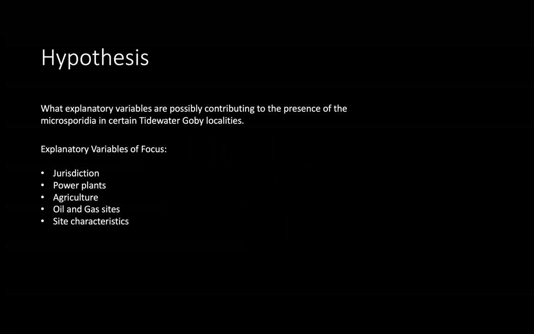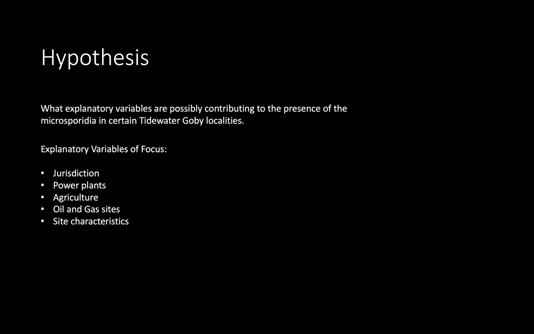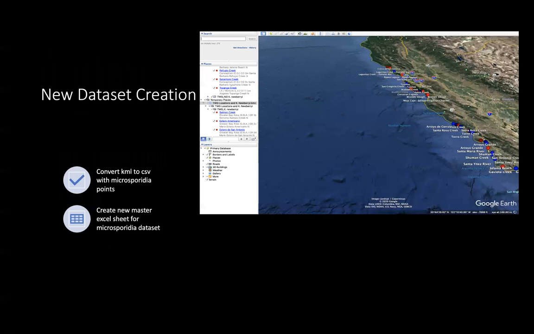My beginning hypothesis was basically just finding what explanatory variables could be contributing to the presence of a microsporidia in certain Tidewater Goby localities. The variables that I focused on were site's jurisdiction, power plants, agriculture, oil and gas, and site characteristics. I had to create a new data set from this.